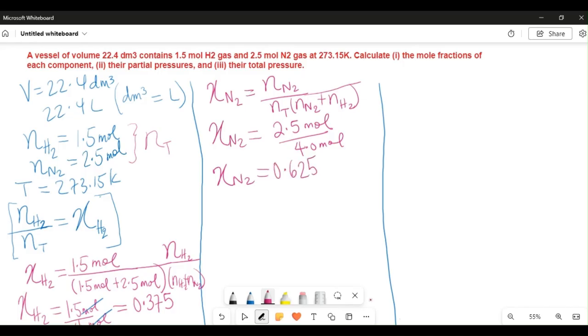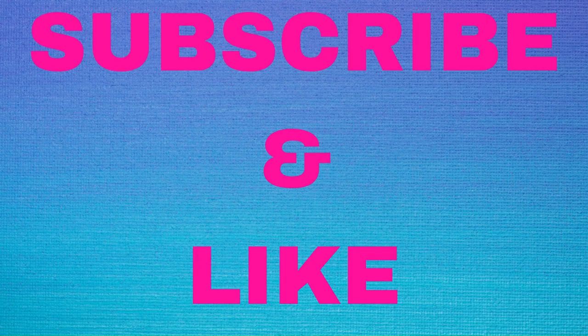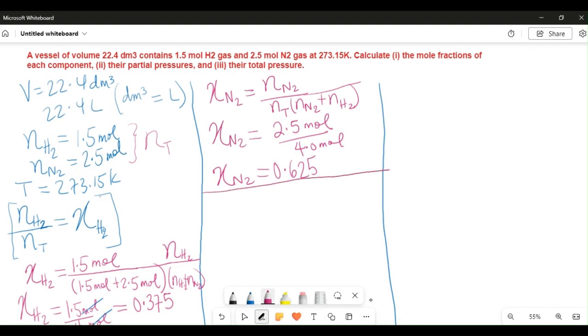So now we have both information. Now we're asked to find the partial pressures and the total pressures. Partial pressures means the second one. Now it's important for you guys to know this. Whenever you're given a question that involves partial pressures and total pressures, you're going to be dealing with Dalton's law of partial pressure, which is just the total pressure of a particular mixture is the sum of the individual pressures exerted by each of the gas components.